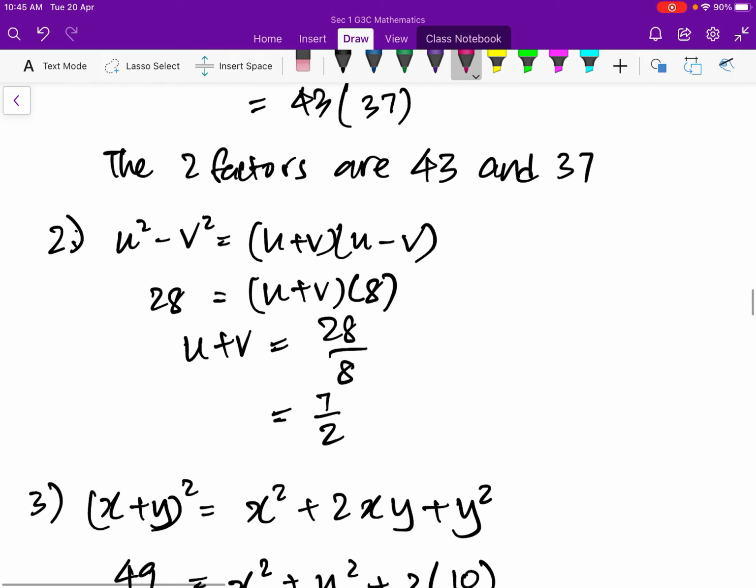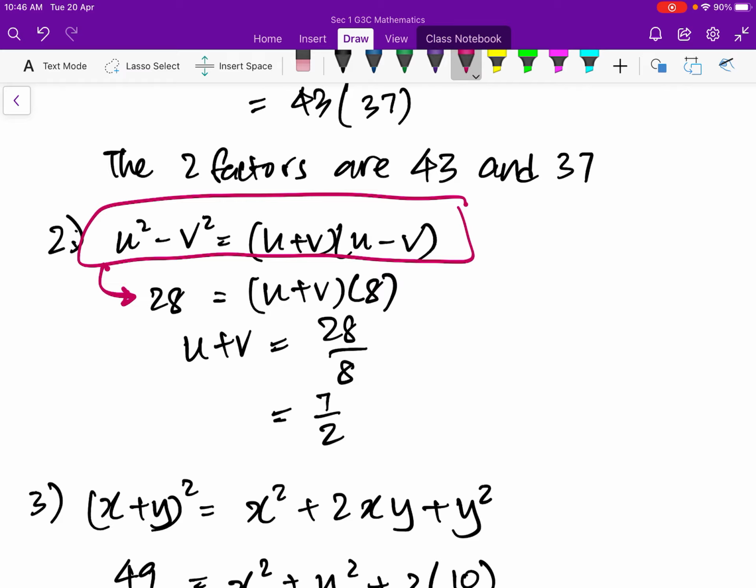Then for question 2, u squared minus v squared, they tell us that it is 28. And we recognize that u squared minus v squared is u plus v, u minus v. Do the substitution. They tell us that u minus v is equal to 8. And so u plus v must be 28 over 8. This is just 7 over 2. Okay, don't be scared by this question. It's just a substitution after you know the special product. And we'll end off here today.